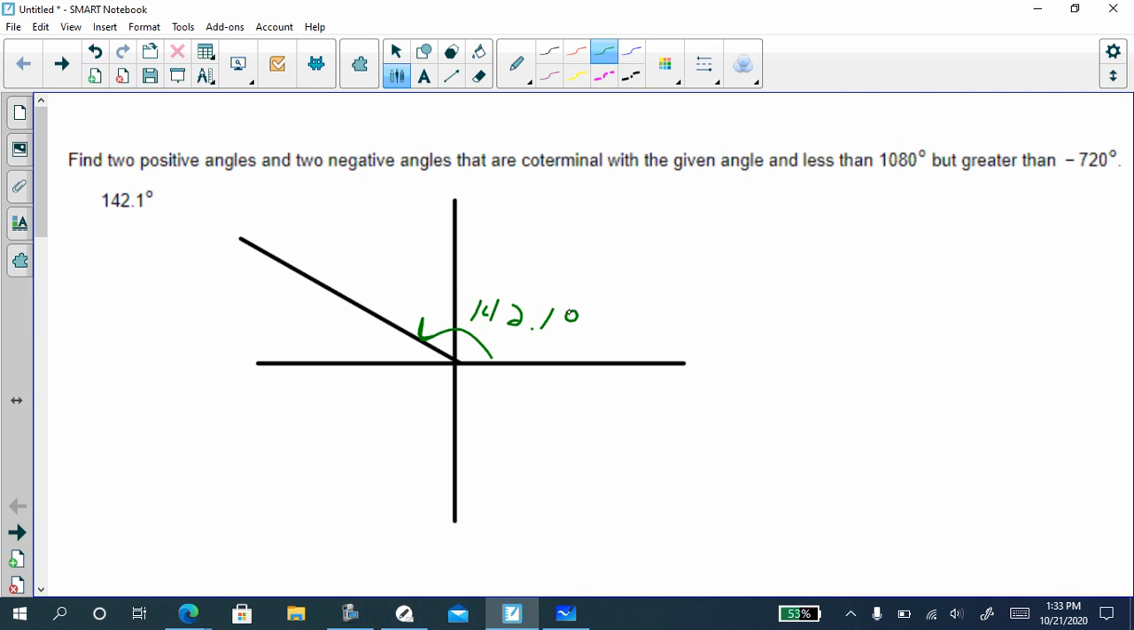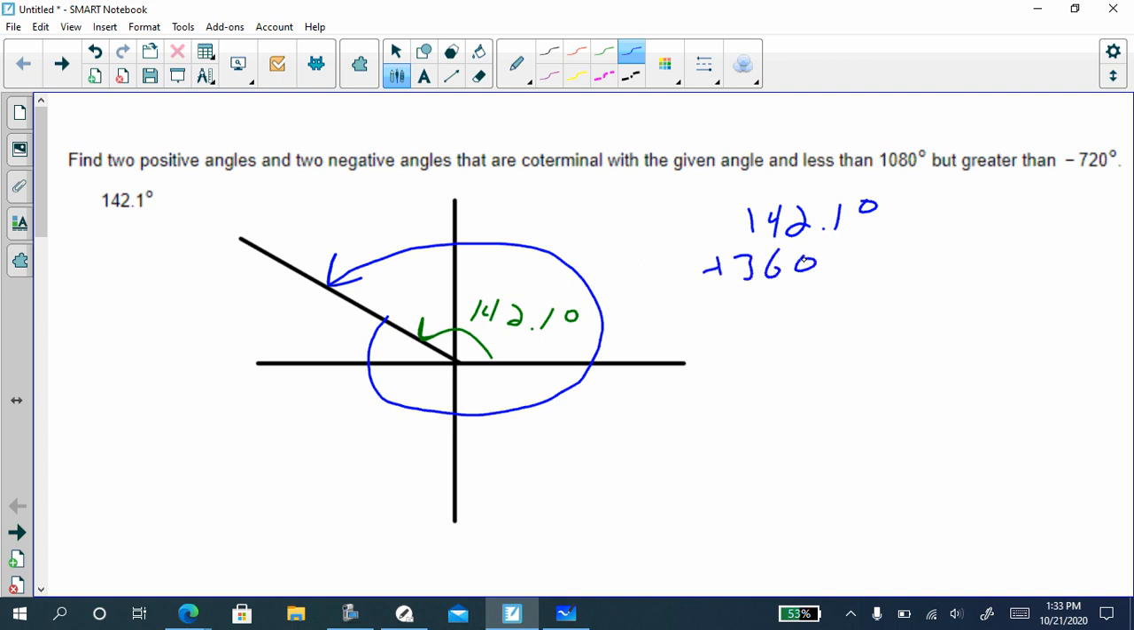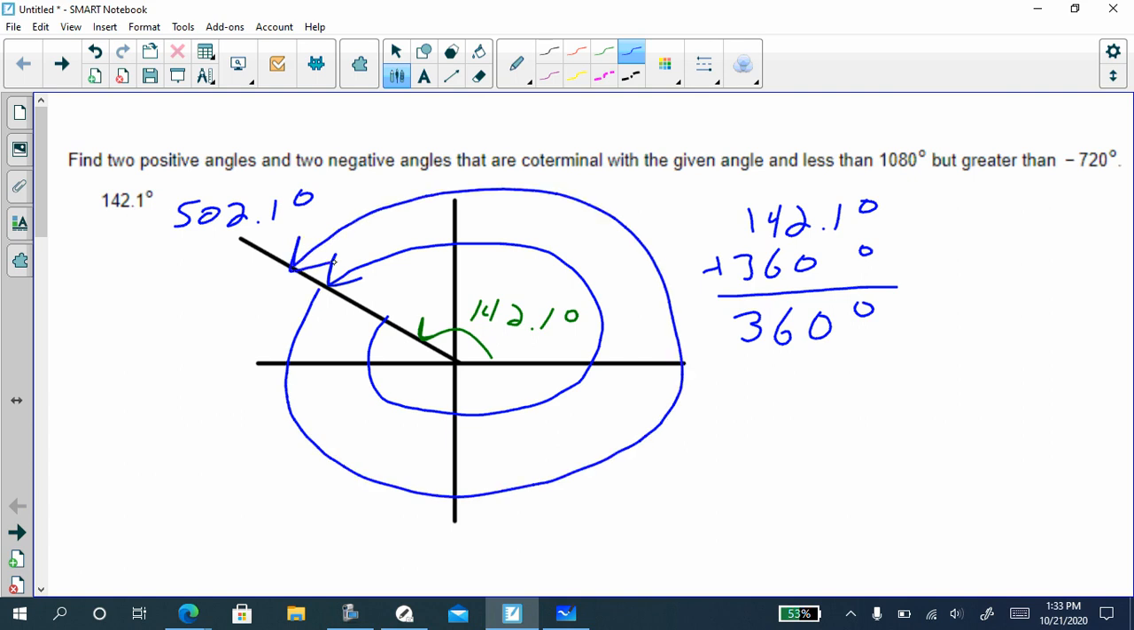So if we're coterminal, then we're going to be a complete rotation from that angle. So we would go a complete rotation to get back there. So from 142.1 degrees, we could go forward a complete rotation. And that would get us to, what's that, 502.1. We could go forward 2 complete rotations. So if we went forward another complete rotation, we would still be back to here.